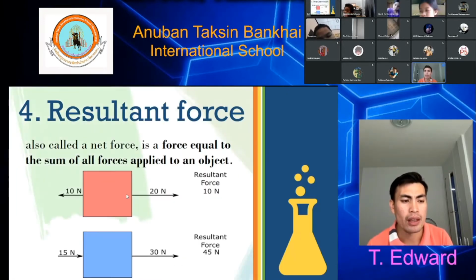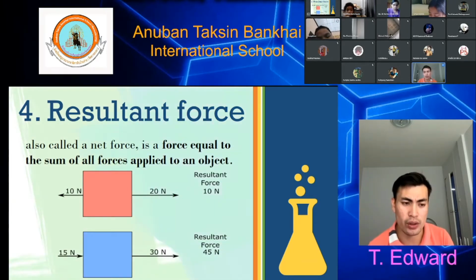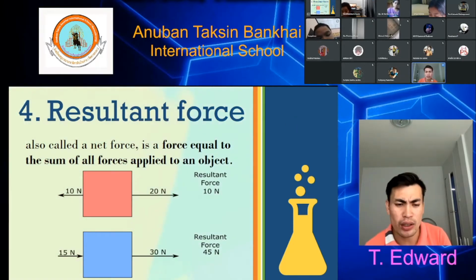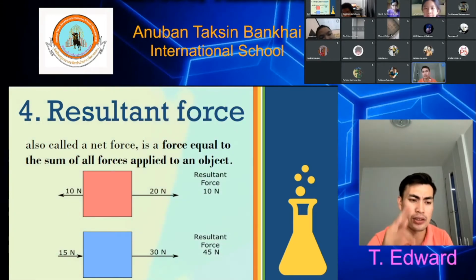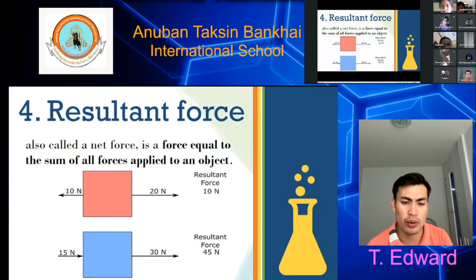Okay. Number 4, resultant force. It is also called a net force. Okay, resultant force. Look at this example, everybody. Please turn on your camera and look at the screen carefully. Please look at the screen because this is very, very important.